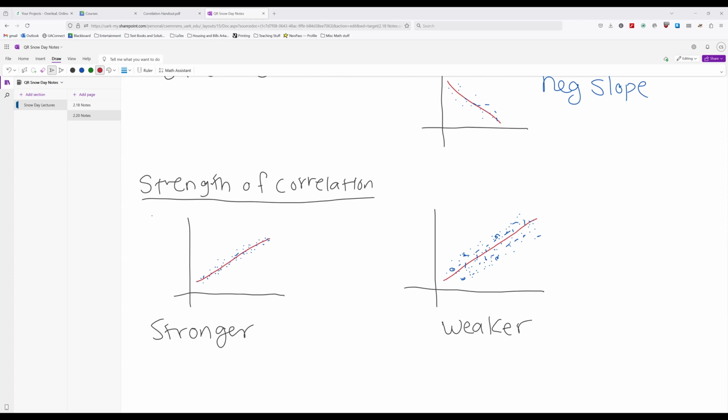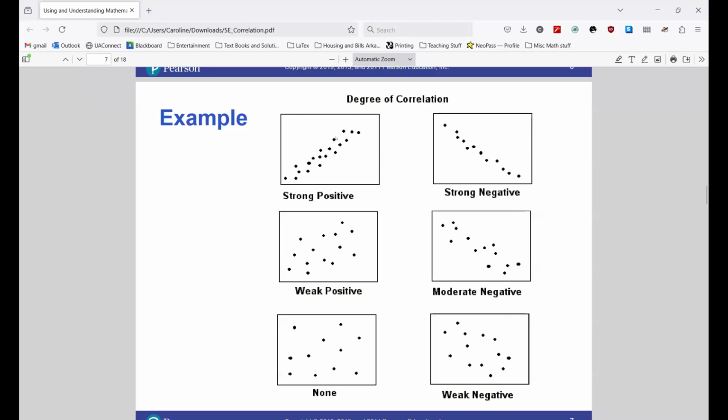Okay. So looking at the slide, we have this nice strong positive, strong negative, weak positive. So it's a lot more spread there. You can kind of see, but it's still generally going up. We have moderate negative. So there's a little bit more spread, but it's not quite as spread as this weak one. Then we have none. There's just a bunch of dots everywhere. And this is a pretty weak negative, but you can still see it tends down. But what we really like are the two strong ones and even the moderate.